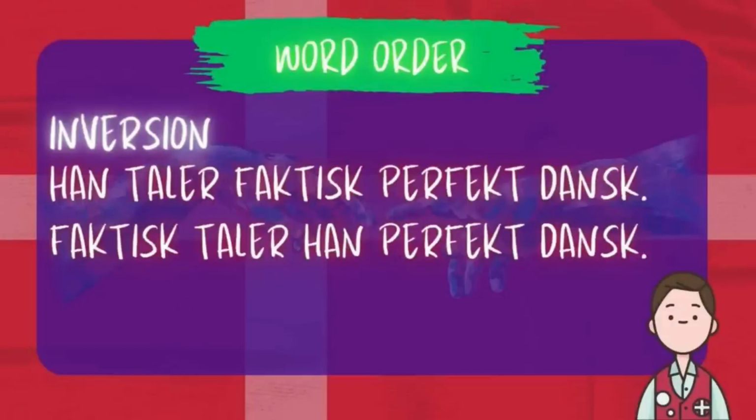So you can hear maybe if I say it in this way, han taler faktisk perfekt dansk. It's just like, he actually speaks perfect Danish. But if I wanted emphasis on the fact that I'm almost correcting what somebody's saying, like actually he speaks perfect Danish, that's when I might want to put it at the start and say, faktisk taler han perfekt dansk. Han taler faktisk perfekt dansk. Faktisk taler han perfekt dansk. I hope you can hear that nuance in the sentences.